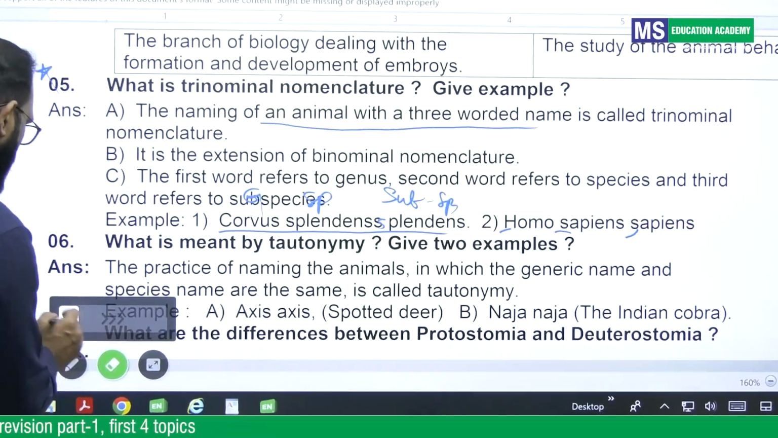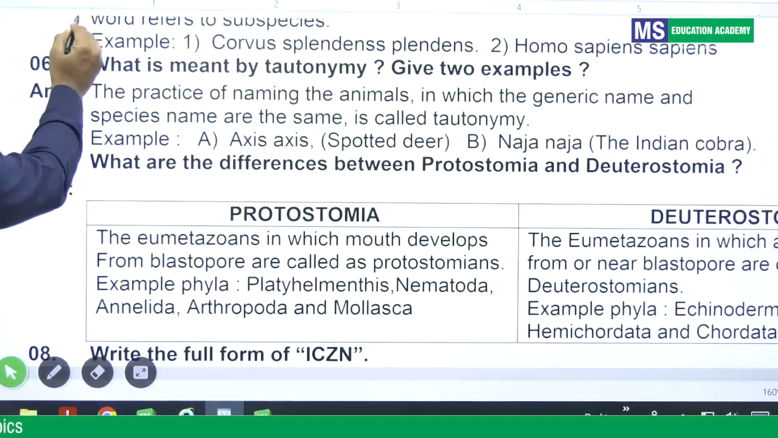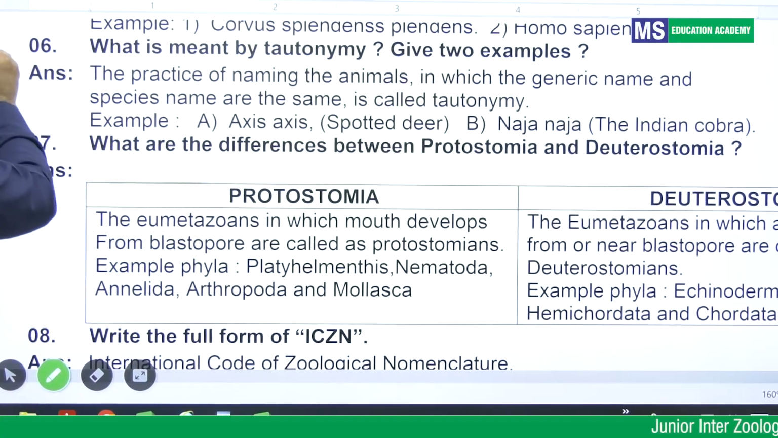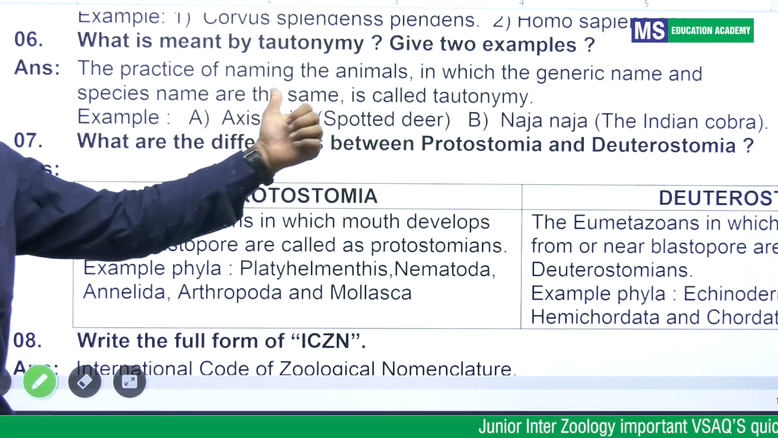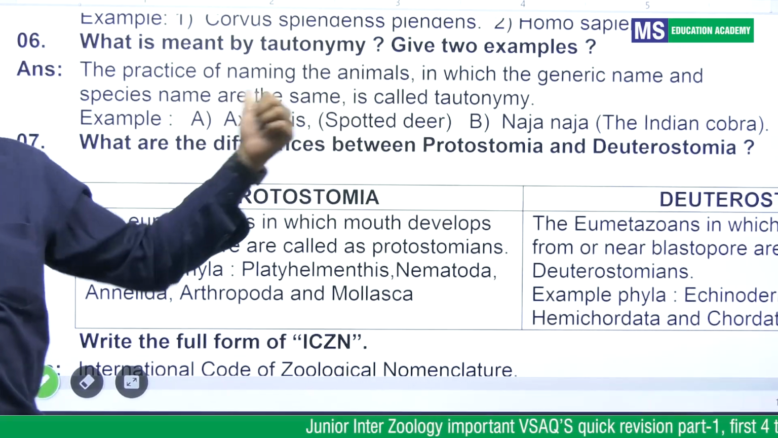Right, next question. What is meant by tautonymy? Students, I am giving triple star to this question even. What is meant by tautonymy?